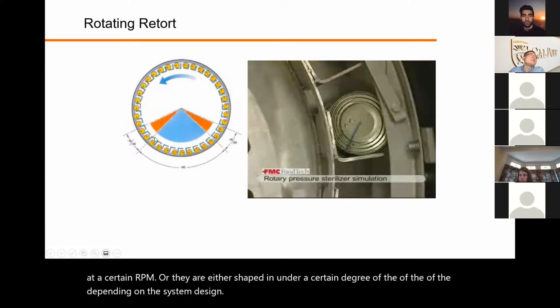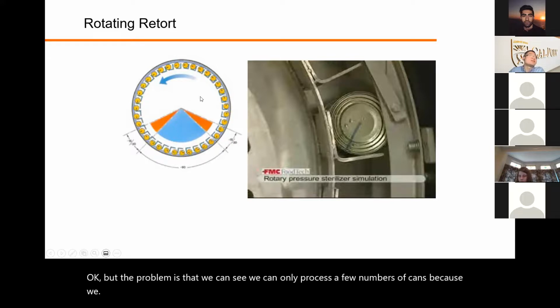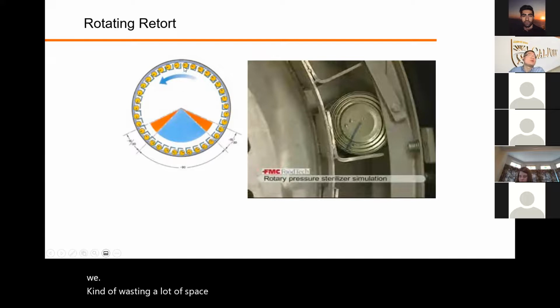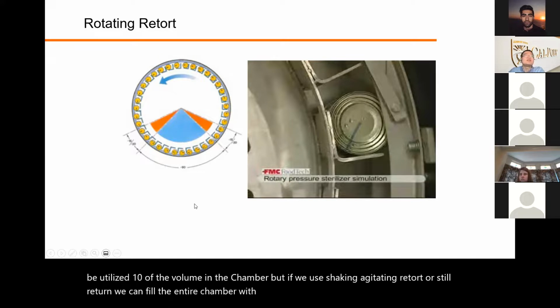But the problem is that you can see we can only process a small number of cans because we're wasting a lot of space here, right? It's quite a big chamber, but maybe we can only utilize 10% of the volume in the chamber. But if we use a shaking, agitating retort or still retort, we can fill the entire chamber with cans. So that's one of the limitations of the rotary retort.